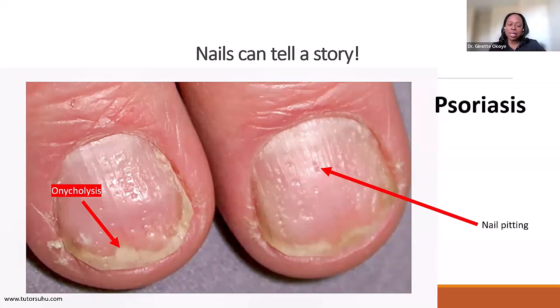The reason I specifically said the nail pits are in a disorganized way in this patient is because if the pits are in an organized fashion, almost like a grid, then that patient usually has alopecia areata, which is an autoimmune type of hair loss. So a different story, but literally the way the pits are arranged on the nail can tell you a story as well.